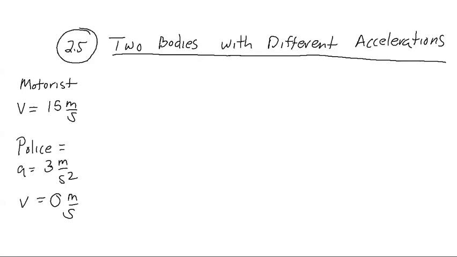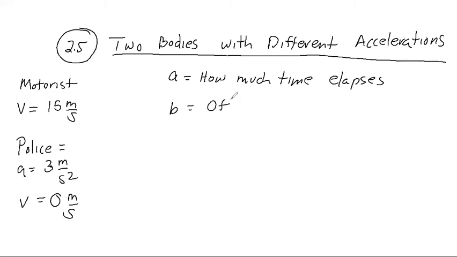All right, so A, how much time elapses before the officer catches up to the motorist? And then B, what is the officer's speed and how far is each vehicle traveled? So B, officer speed.